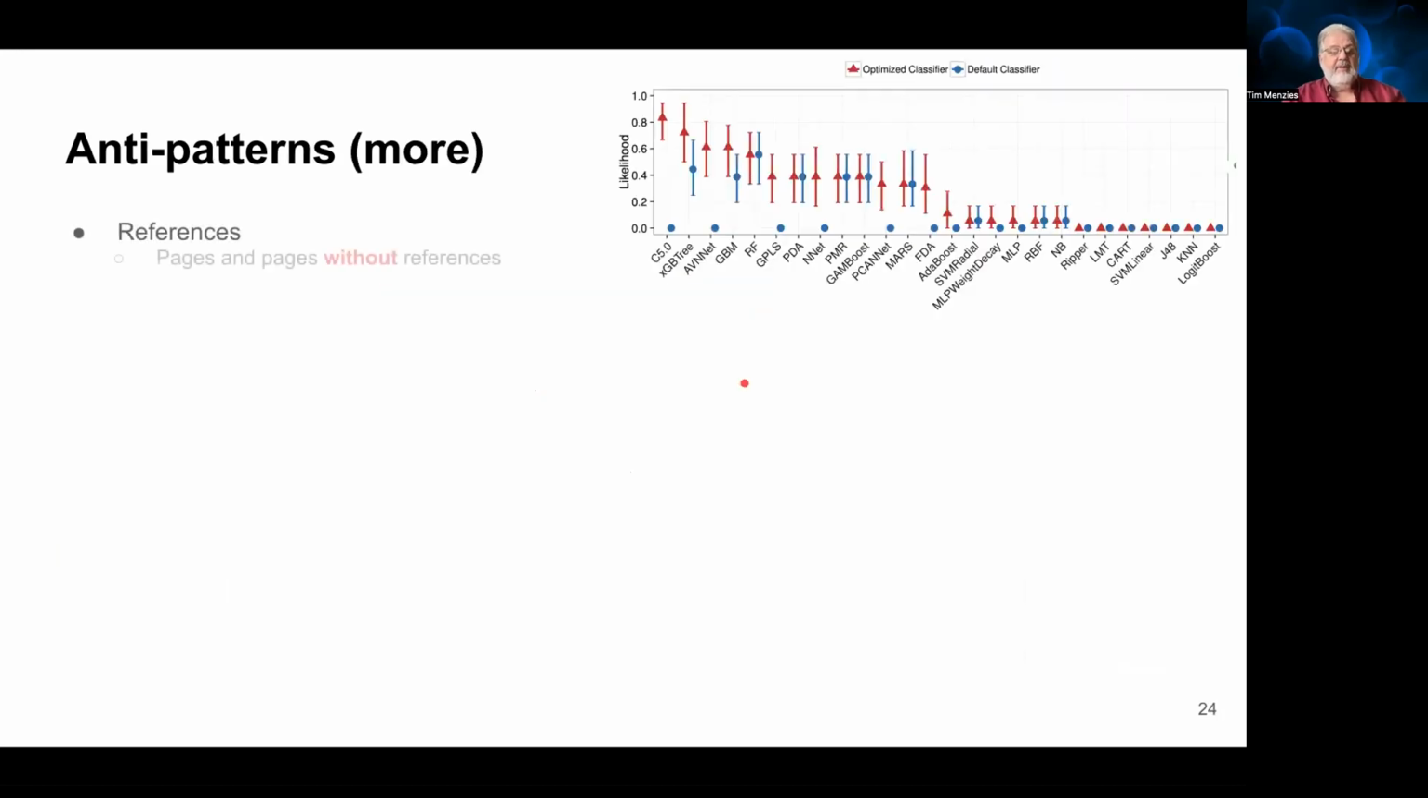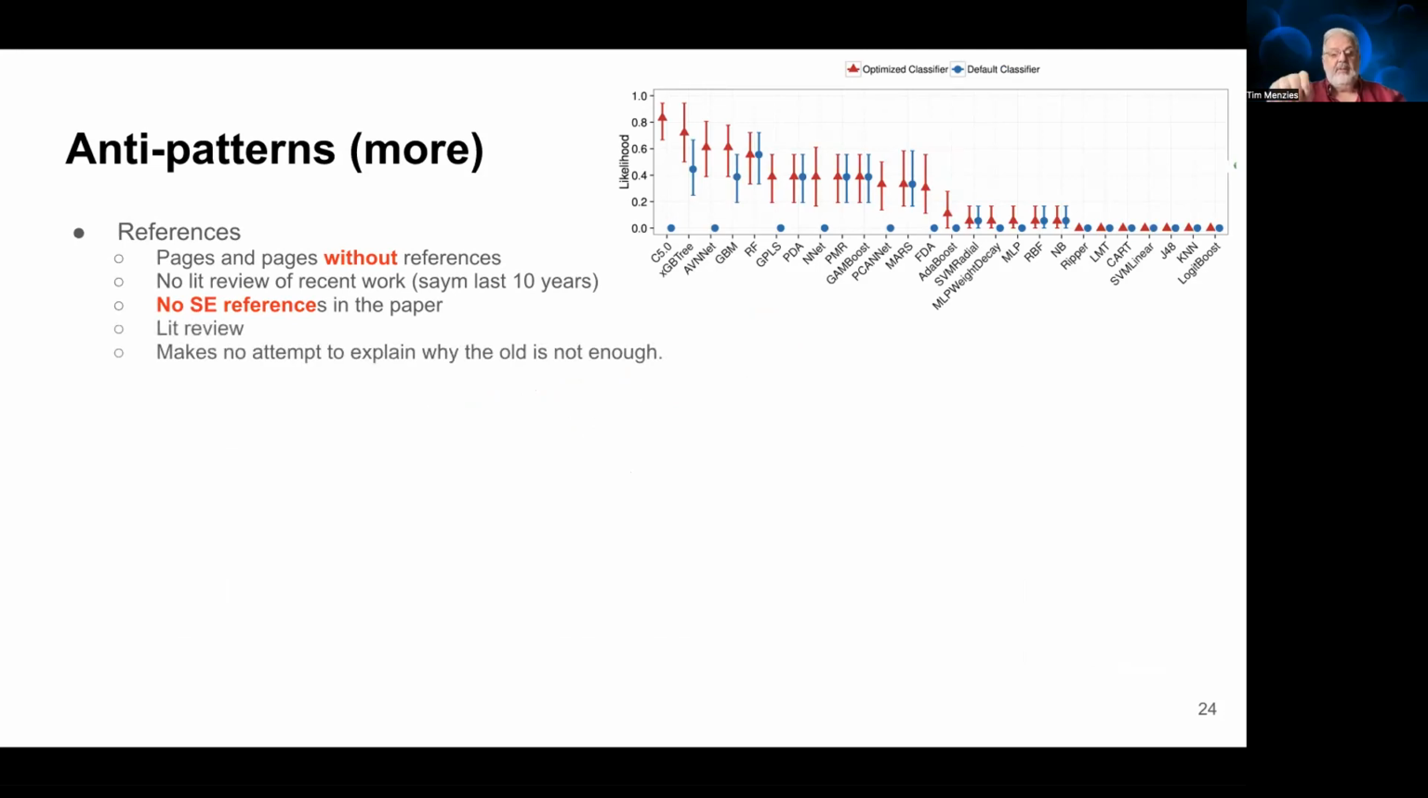Another anti-pattern that really bothers me is pages and pages without references. If I see a paper with pages with no references, I think I'm reading a product release, not a research paper. I worry when they don't review recent work. There are so many papers we're getting in MSR. You go to the back and look at how many of these come from software engineering venues. And if the count is less than Tim's constant of 5, then just start crying bullshit. A literature review where there's no attempt to explain why we need a new method. Why isn't the old stuff good enough? And doesn't explain the delta between old work and new work.